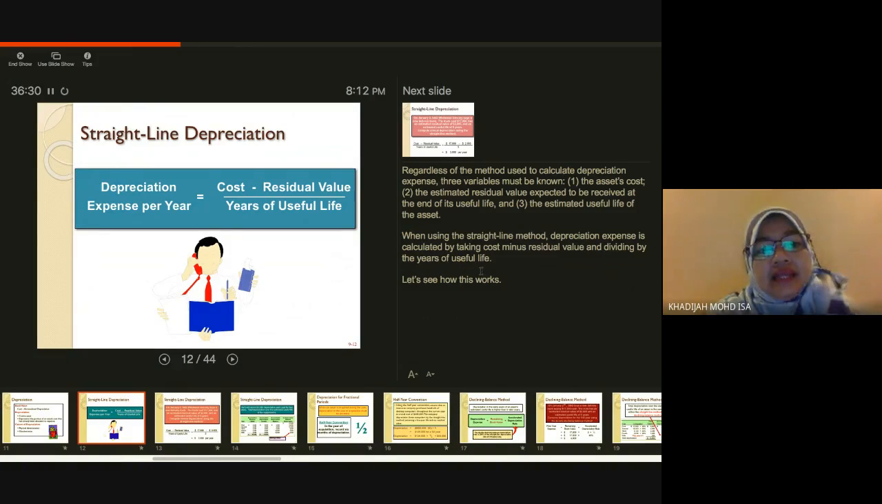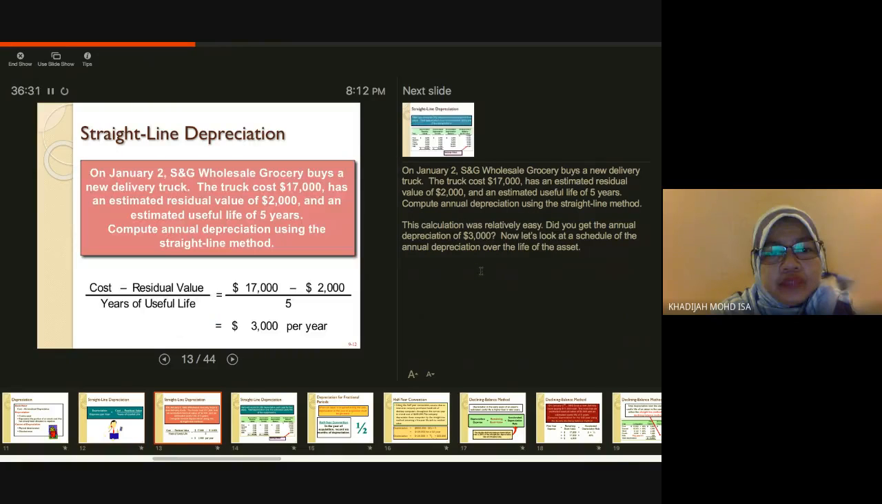Okay. And then in this case example, you are given that you buy a new delivery truck costing you 17,000, with an estimated residual value of 2,000 and a useful life of 5 years, right? And then you have to compute annual depreciation using the straight line method. So you just take the cost minus residual value over the 5 year period, then you get 3,000 per year, right? So in this case, you bought it on January 2nd, right?